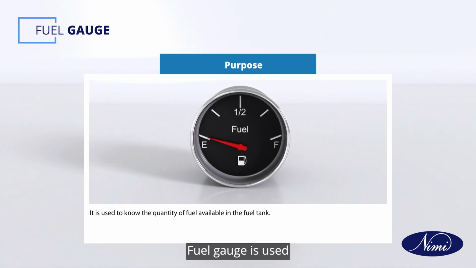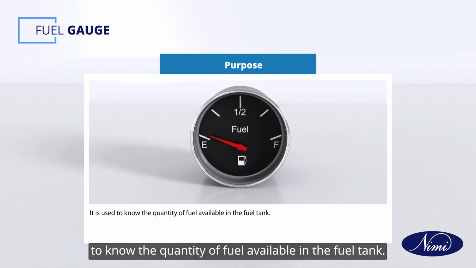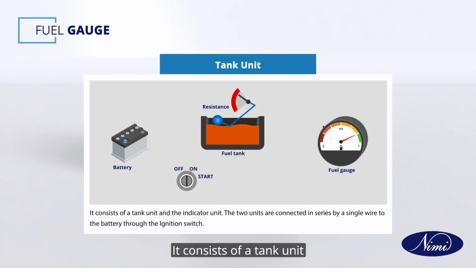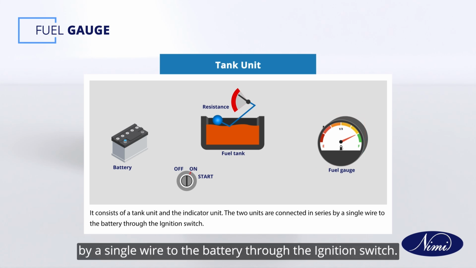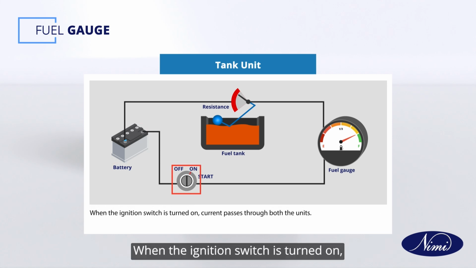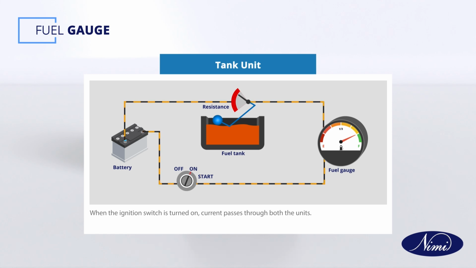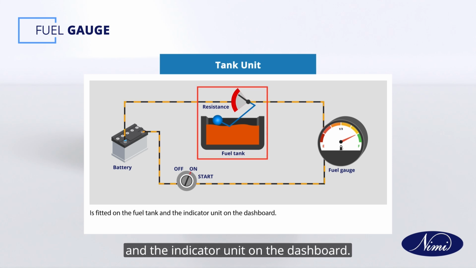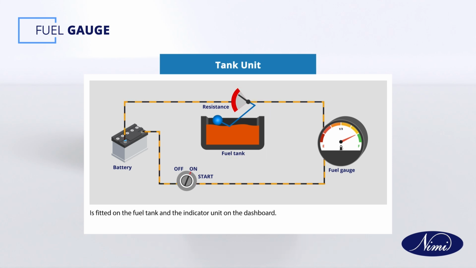Fuel gauge is used to know the quantity of fuel available in the fuel tank. It consists of a tank unit and the indicator unit. The two units are connected in series by a single wire to the battery through the ignition switch. When the ignition switch is turned on, current passes through both the units. The tank unit is fitted on the fuel tank and the indicator unit on the dashboard.